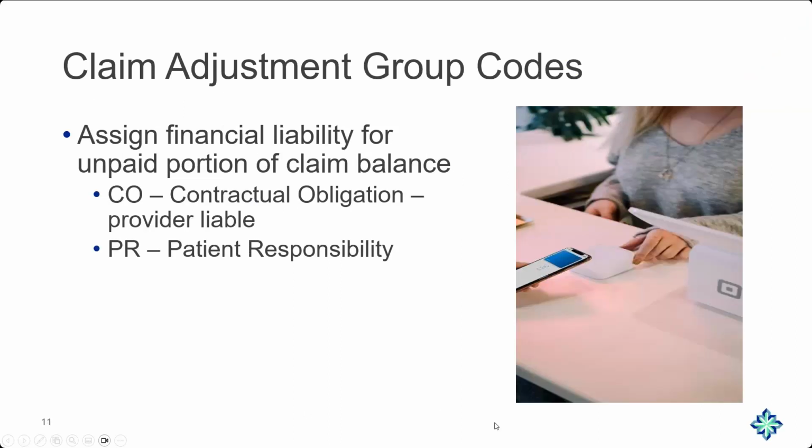Another type of code that you'll find on that remittance advice is a group code, and group codes actually assign financial liability for any unpaid balance on that claim. A CO group code stands for contractual obligation, and this means that the provider is liable. You can't bill the patient. A PR group code on the remit means the patient is financially responsible.